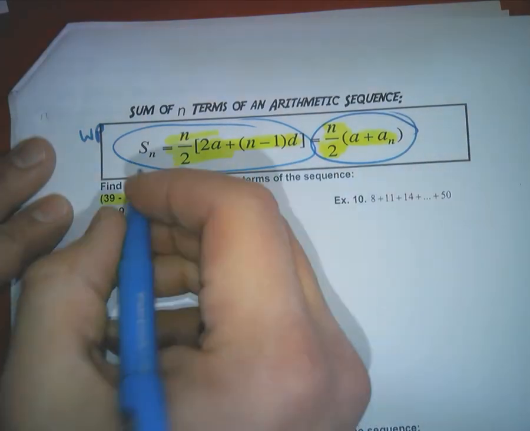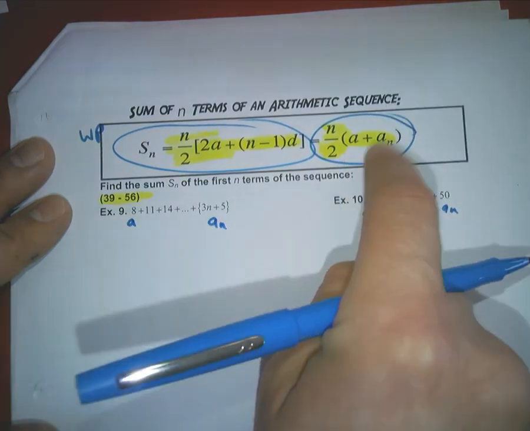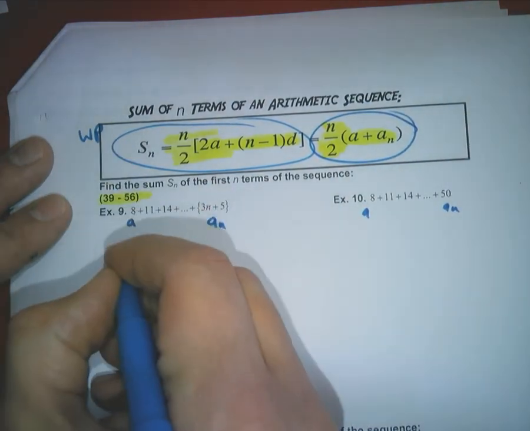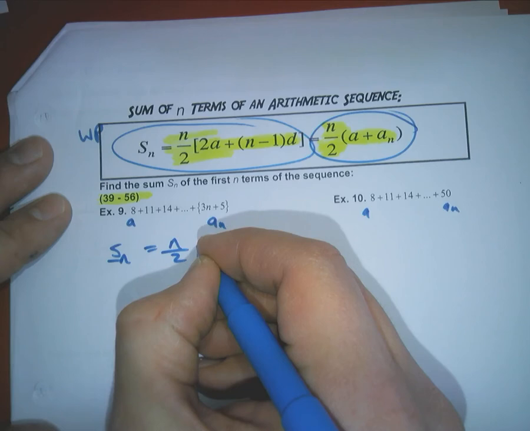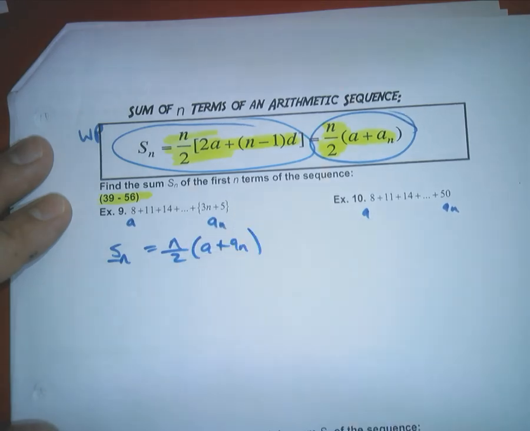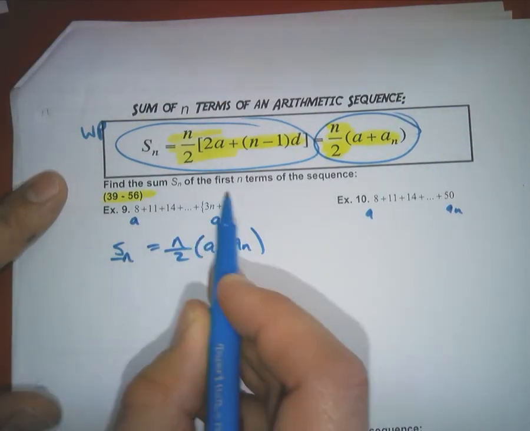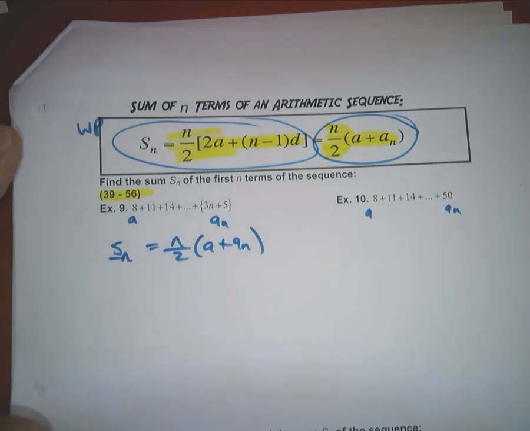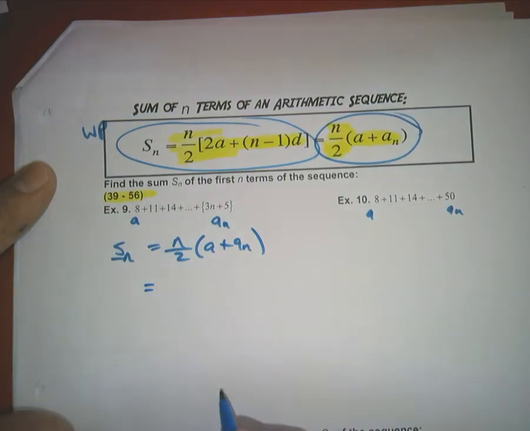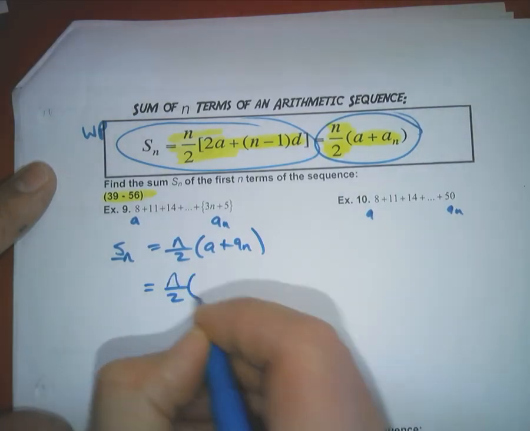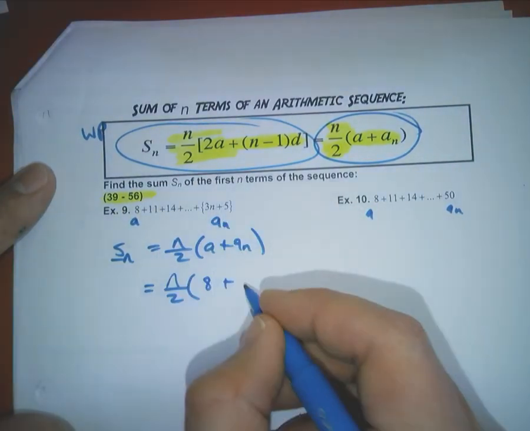So as I take a look, we have a and we have a sub n here. So this is the one I'm going to use. I'm going to use this sum. And it's pretty easy. All you got to do is plug and chug and understand if your last term has an n in it, then your answer is going to have an n in it. So if I want to find the sum, n is n, a is my first term, which is 8, and a sub n is 3n plus 5.